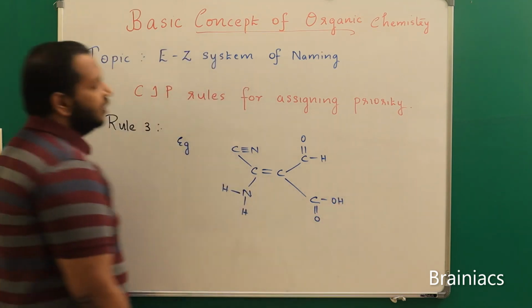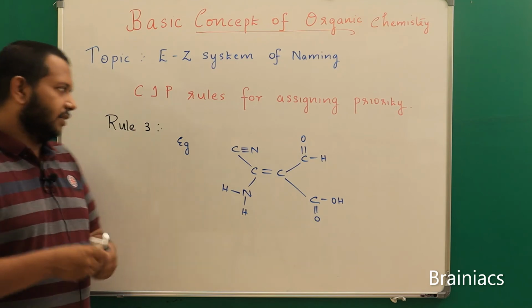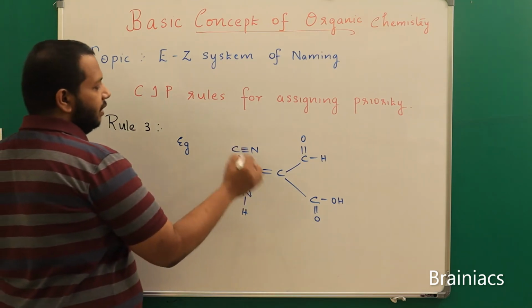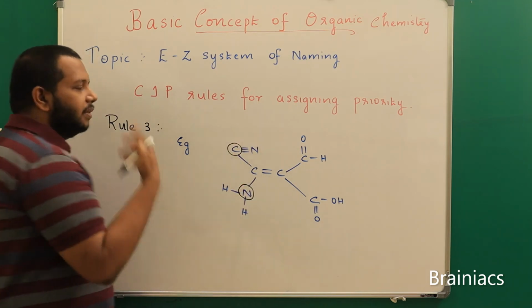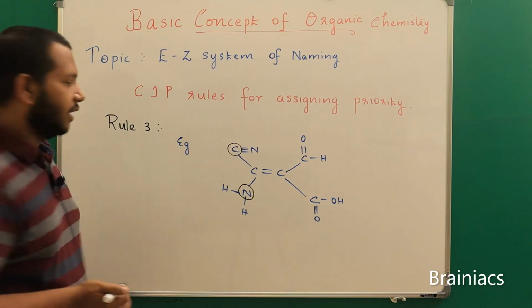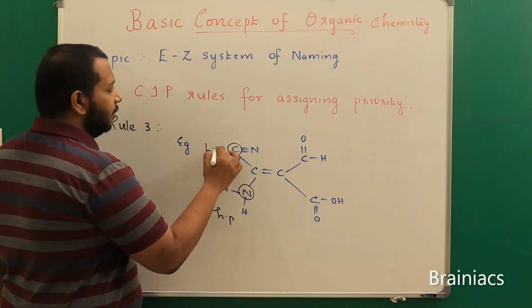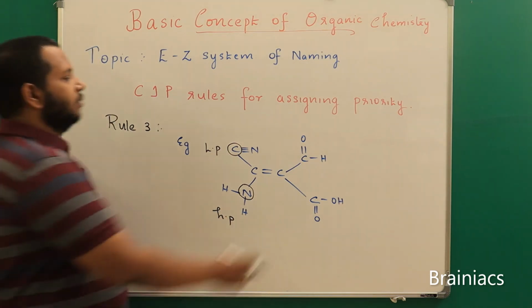Now how will you assign the priority? Again you need to do the same practice. First I am going to compare this atom. It is connected to a carbon atom and this is connected to a nitrogen atom. Who is having the higher atomic number? Of course the nitrogen atom. So this is having higher priority and this is having low priority. Now I am comparing these two.